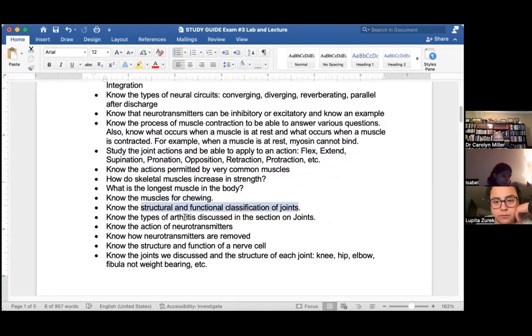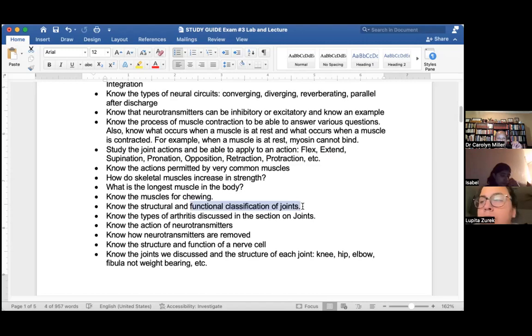Structural and functional classification of joints. Structure, which is anatomy, is complementary to function, which is physiology. The structural classification of joints is the structure. Is it fibrous, cartilaginous, or synovial? That is the structure. The functional classification is how does it function? It moves not at all, which is synarthrotic, moves a little, which is amphiarthrotic, or our synovial joints are freely movable, and that is diarthrotic.